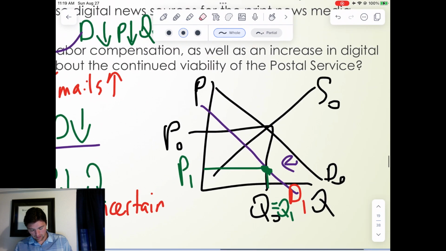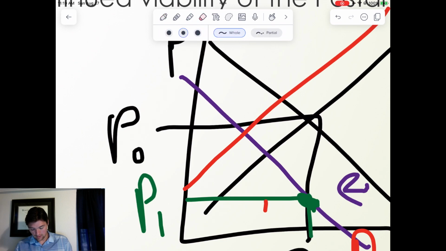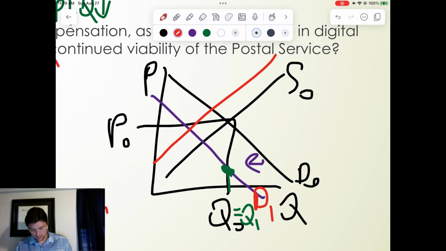So supply goes down, so that means a shift to the left. Okay, and so now, well, this is going to be interesting then. So let's find the new equilibrium, which is right here. And what happened to price here? Well, price went down here.